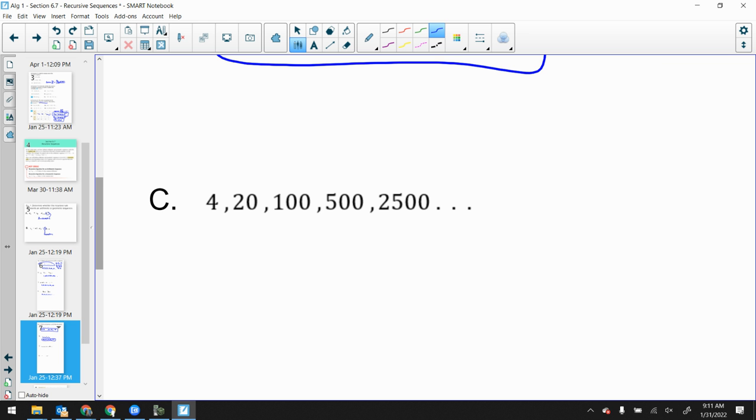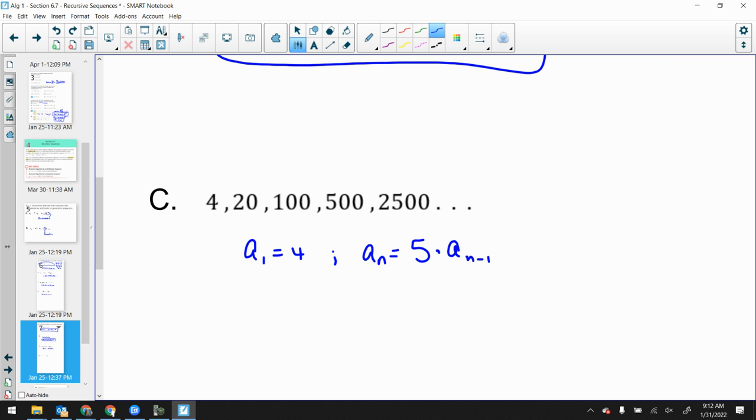All right, what's my rule here? What am I doing? What's my pattern? Times 5. So a sub 1 is 4, and then a sub n is 5 times the term before it. 5 times a sub n minus 1. Okay? Questions about that?